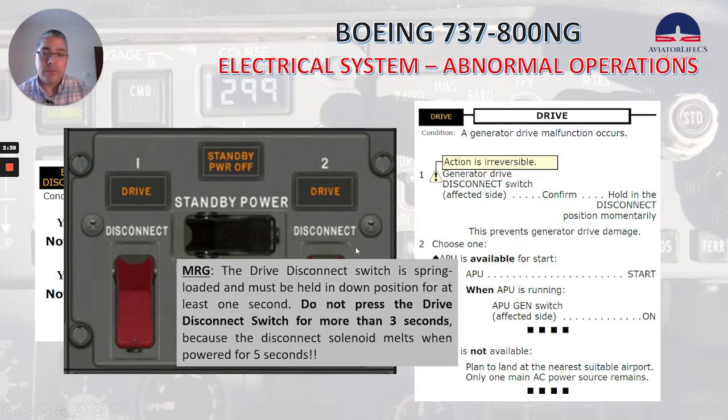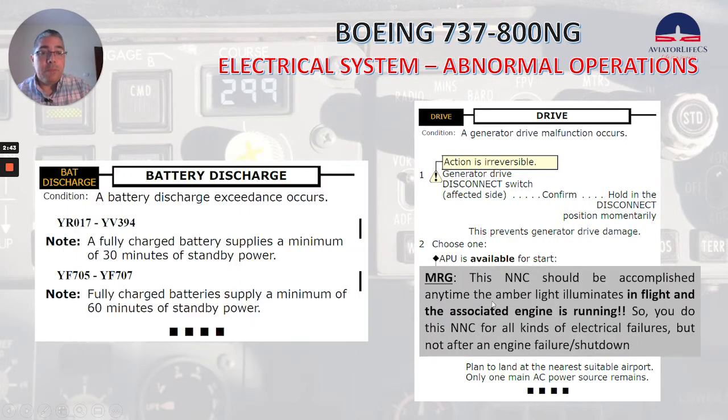5 seconds. One more thing about this non-normal checklist: it says it should be accomplished anytime the amber light illuminates in flight and the associated engine is running. So you do this non-normal checklist for all kinds of electrical failures, but not after an engine failure or shutdown.